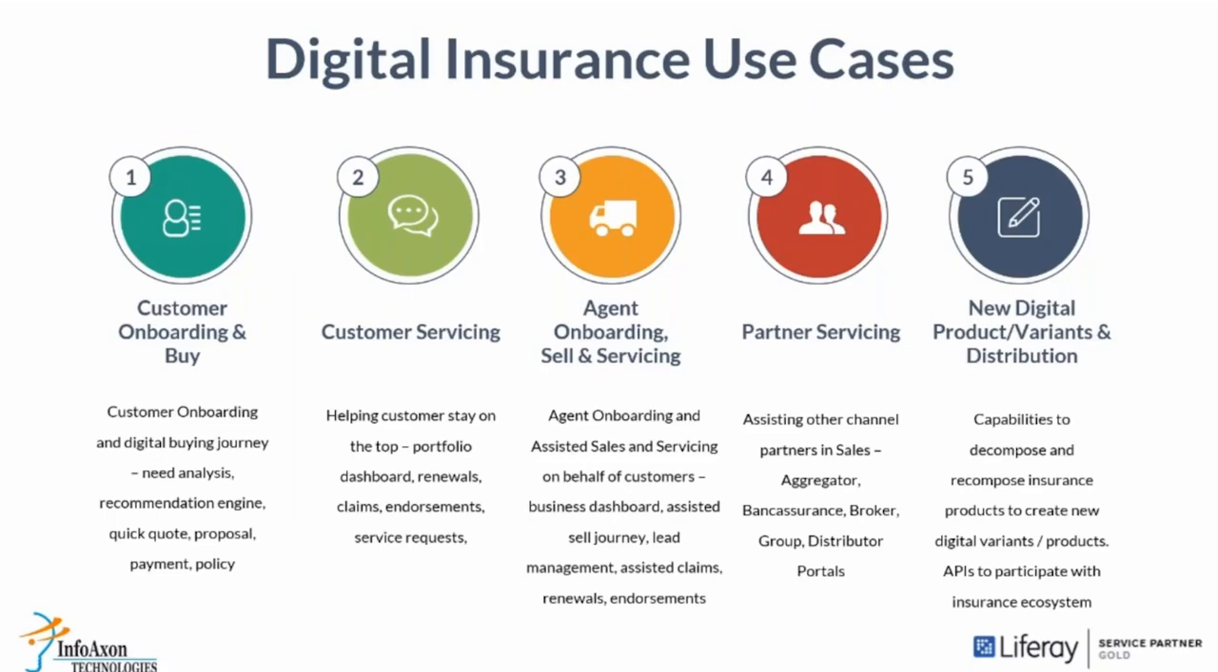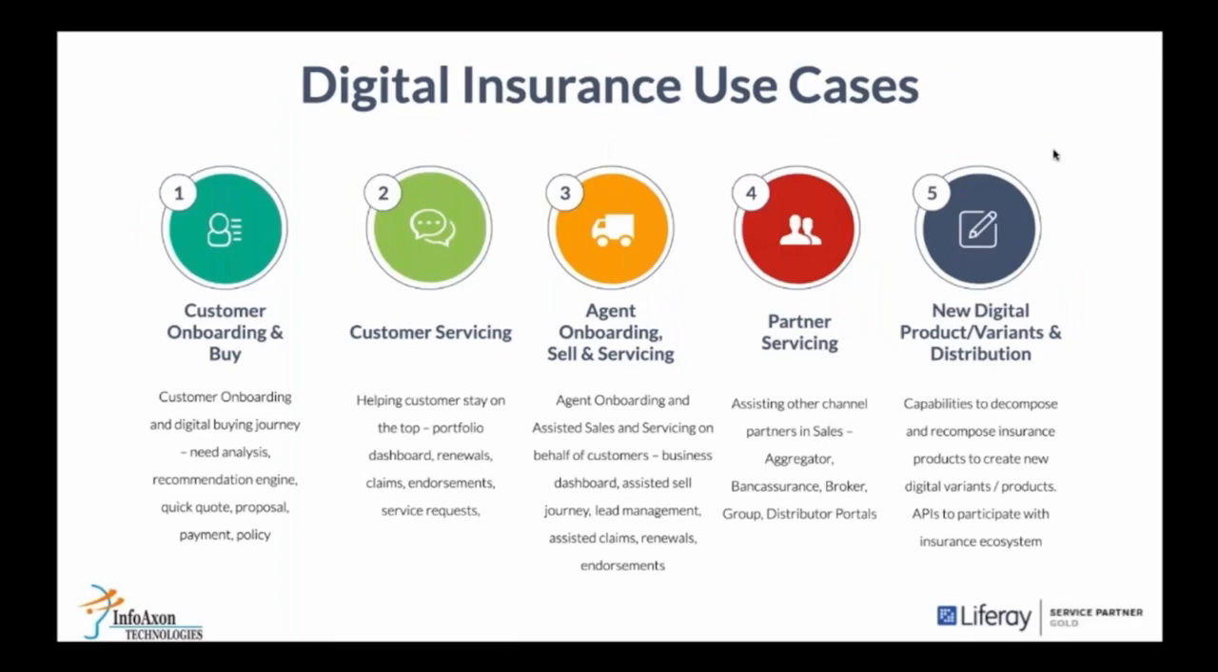Finally, the capability to unbundle existing products and create new products or digital variants and quickly take them to the market and participate in the larger insurance ecosystem. The APIs are what will differentiate the insurers. So these are some of the use cases.